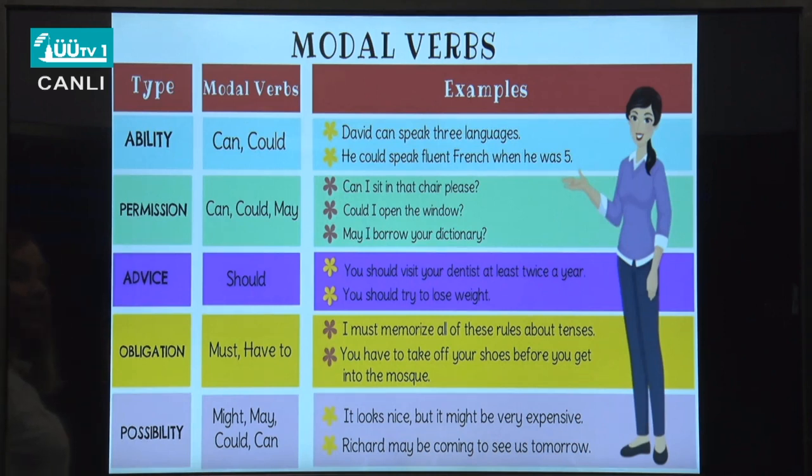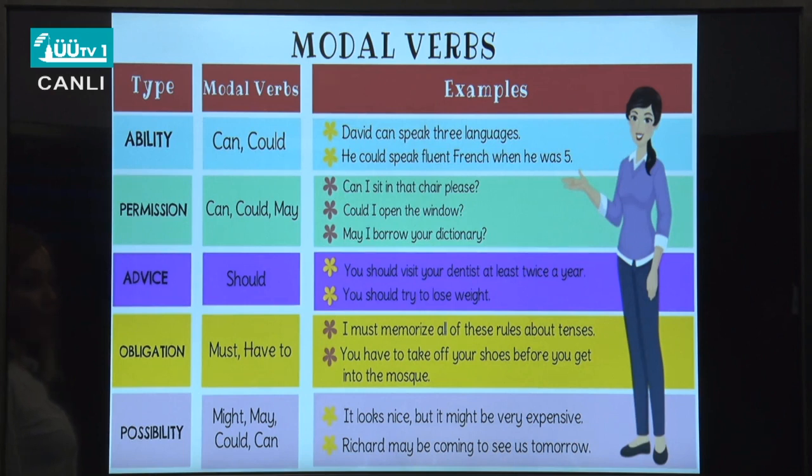So, today's concern is advice or obligation, which we will go through. You can look at the examples first, and then we will move on. You should visit your dentist at least twice a year. You should try to lose weight. It is a kind of advice.